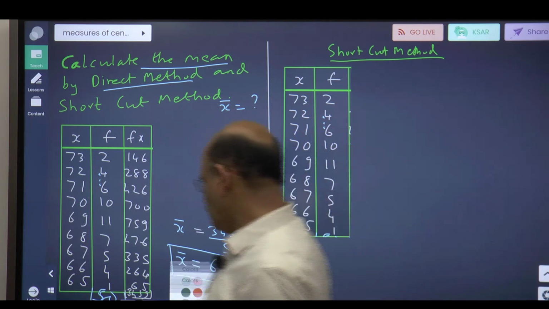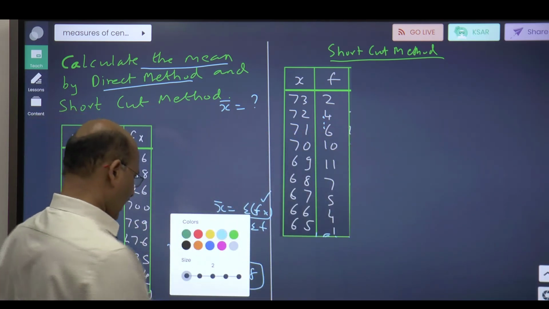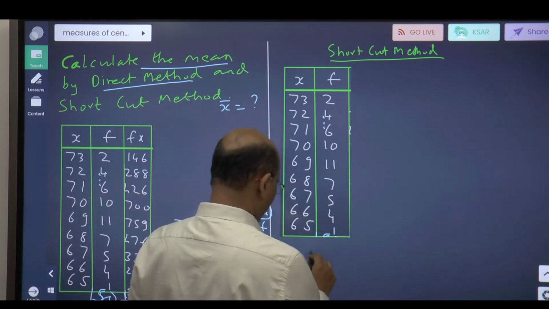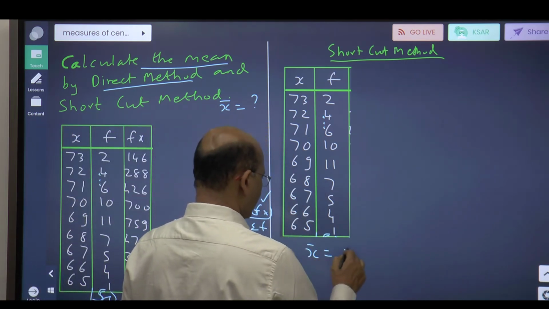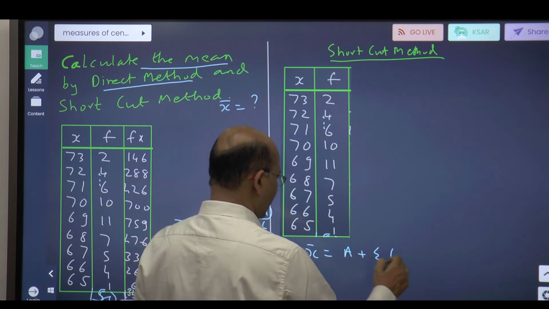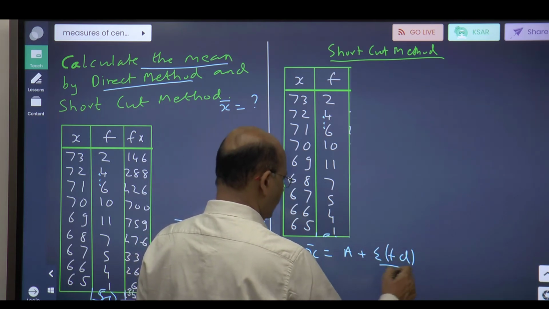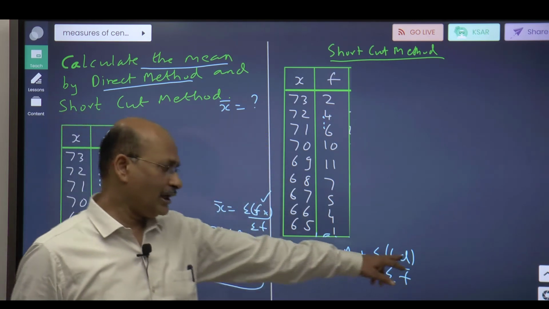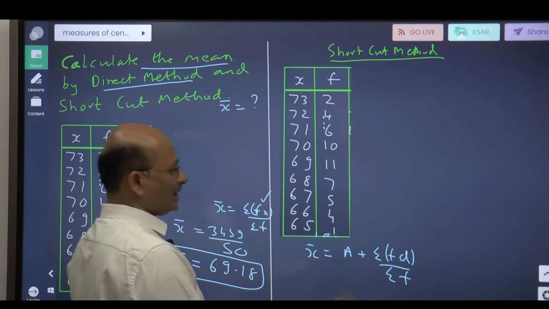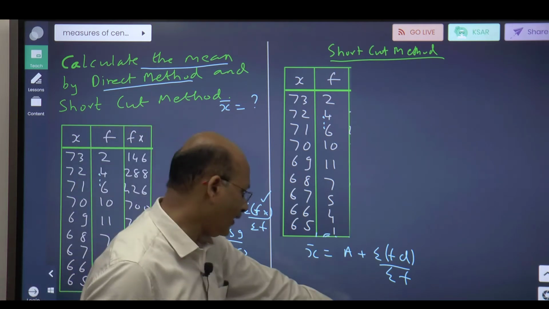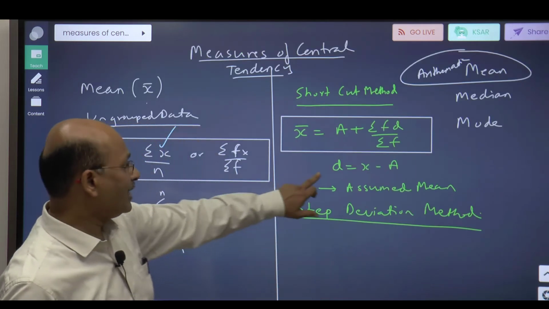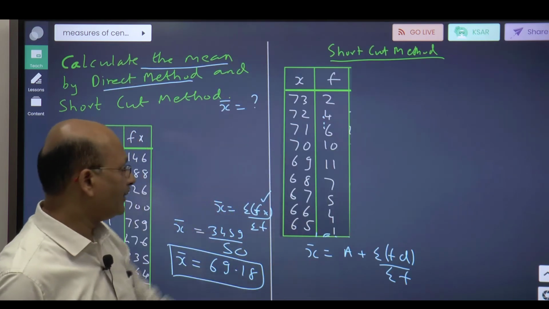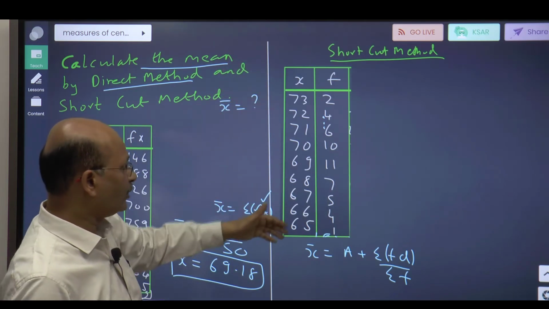So first thing, before solving any question, you have to find x bar, no doubt. But by the shortcut method, the formula is x bar is equal to a plus summation fd upon summation f. This is the shortcut method where we use the deviation. What does d stand for? D stands for x minus a. Now in this case x is given to you.